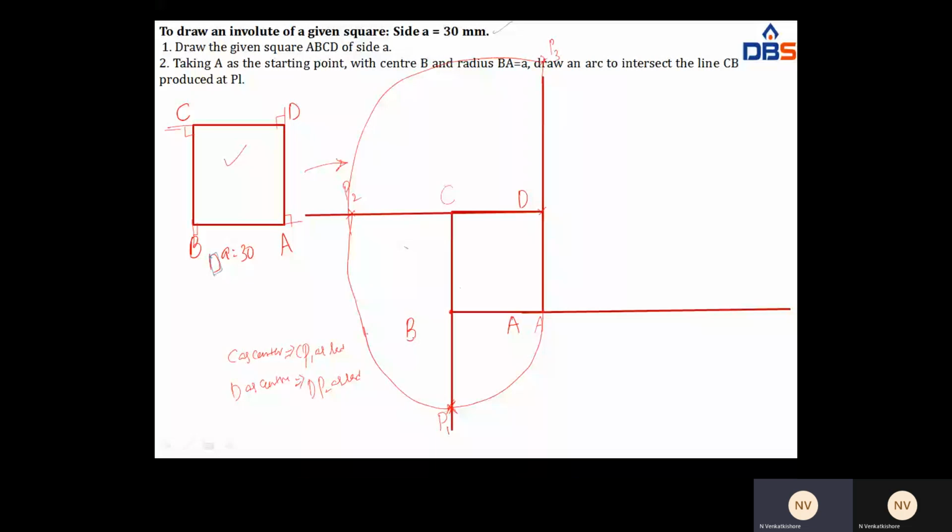Again, from B as a center we have constructed this, C as a center we have constructed this, D as a center. So A is also a point. From A, what is the previous point? That is D, but newly arrived is P3. So A as center and AP3 as radius, draw the arc. So this is called the main construction of involute of a circle.